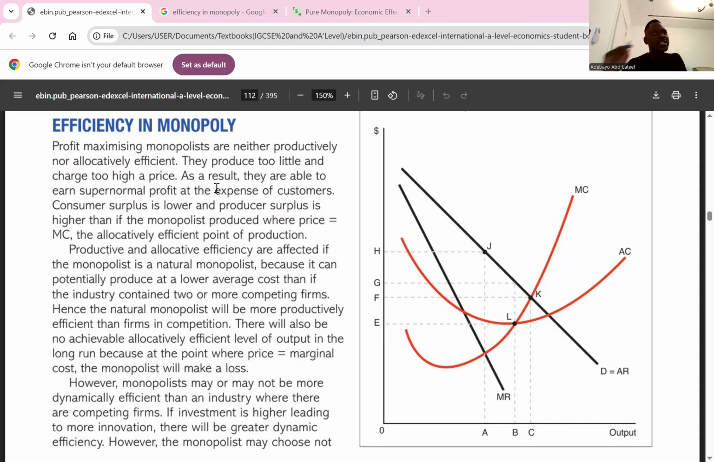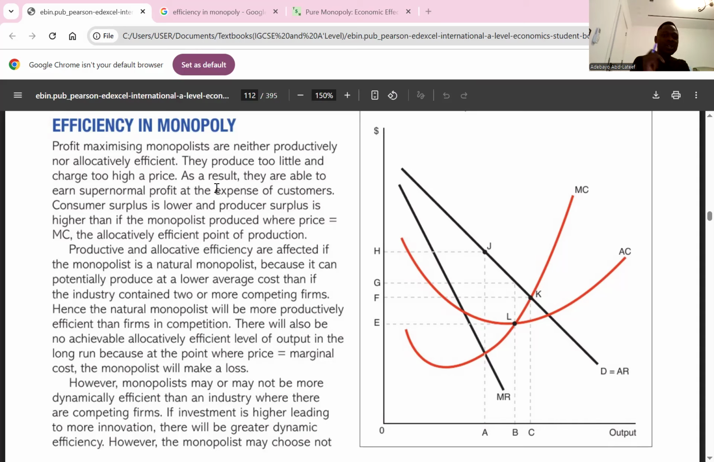Because the idea is to restrict output to raise the price. We said the monopolist cannot increase price and at the same time increase output. So it's either you increase output and lower price, or you increase price and reduce output. That is allocative inefficiency. You get the point here? So this indicates that consumers are willing to pay more for the product than it costs to produce it, but the monopolist restricts output to keep prices high. We talked about that already.